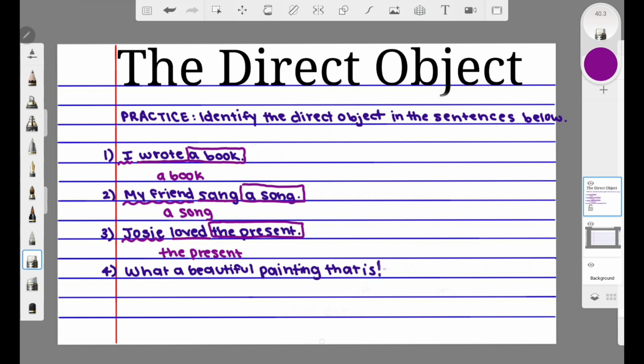And lastly, what a beautiful painting that is. So this sentence is worded a little bit weirdly. So let's reword it. That is a beautiful painting.